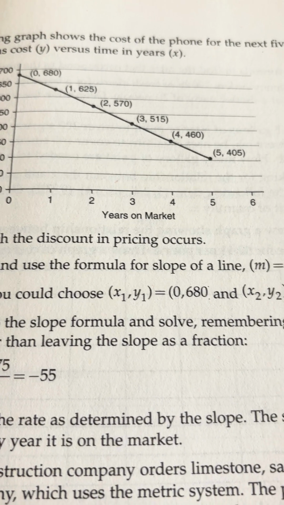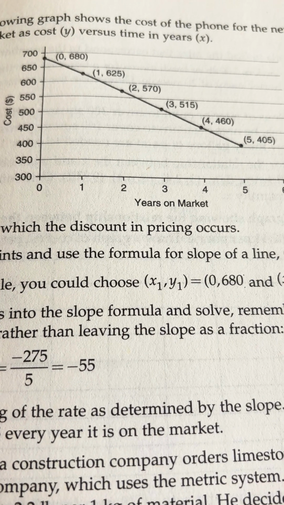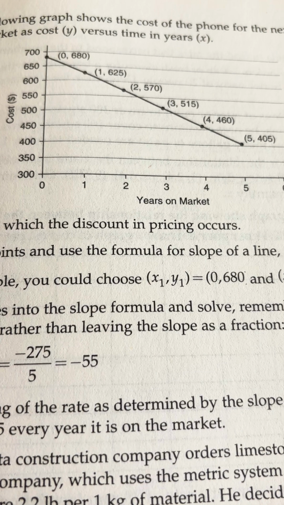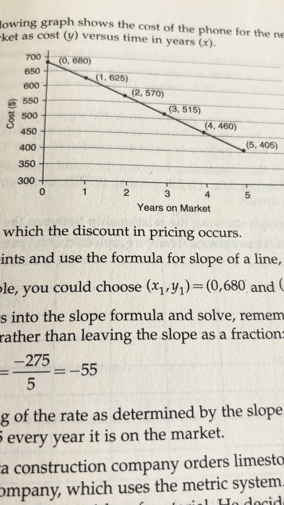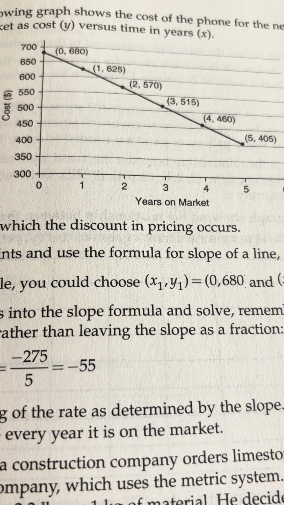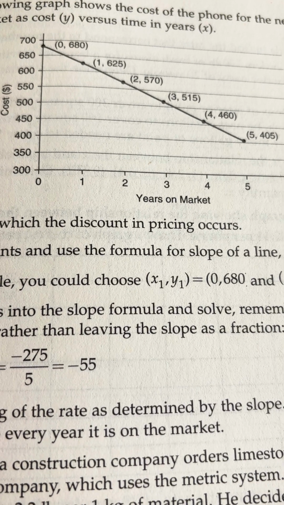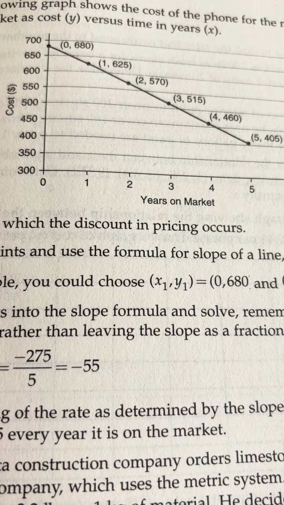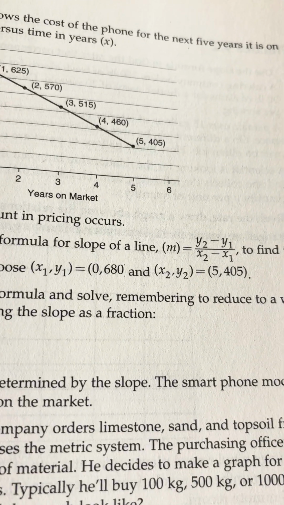So you can choose any 2 points from the grid. Now this time you cannot use 0, 0. Notice that this grid does not go through 0, 0. So you cannot do that trick. So you're going to have to take 2 price points. I'm going to find an x1 and a y1 and an x2 and a y2. And you get to choose whichever ones you want. Now they used 0, 680 in the book and 5, 405.